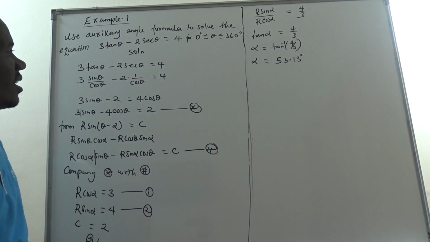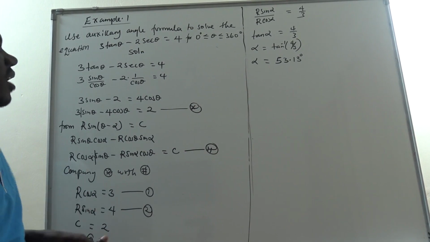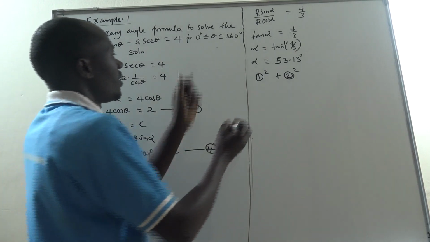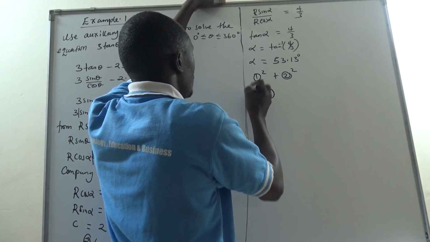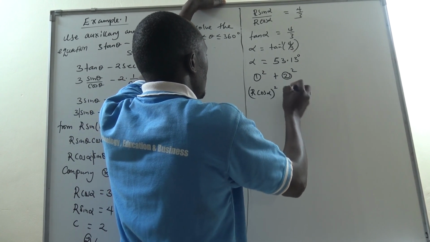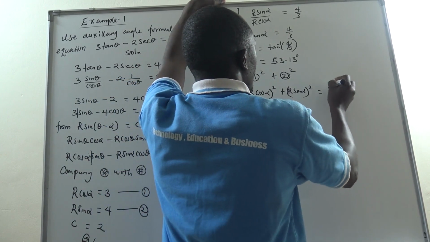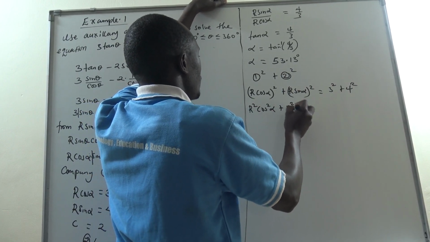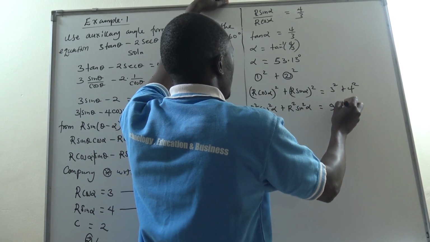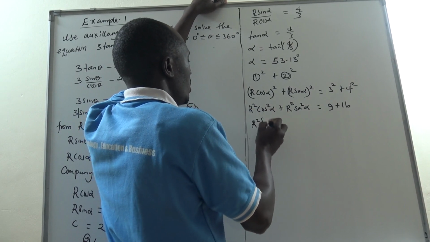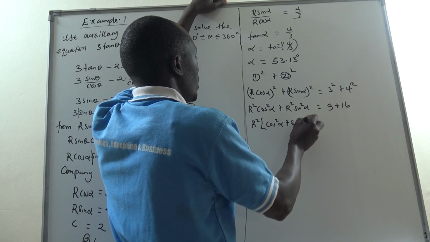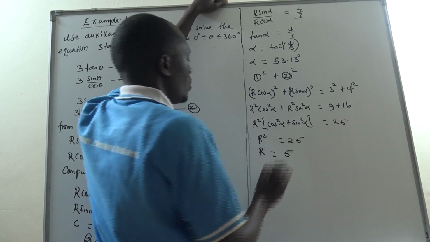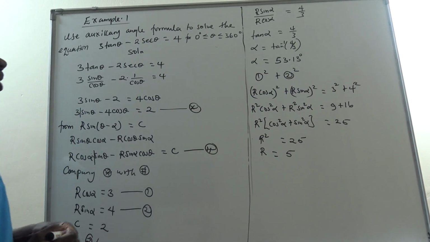We also need to look at the value of r. We take equation 1 squared plus equation 2 squared. We have r cos alpha squared plus r sin alpha squared equals 3 squared plus 4 squared. So r squared cos squared alpha plus r squared sin squared alpha equals 9 plus 16. What is common here is r squared into cos squared alpha plus sin squared alpha equals 25. So r squared equals 25, and r is 5, after getting the square root of 25.